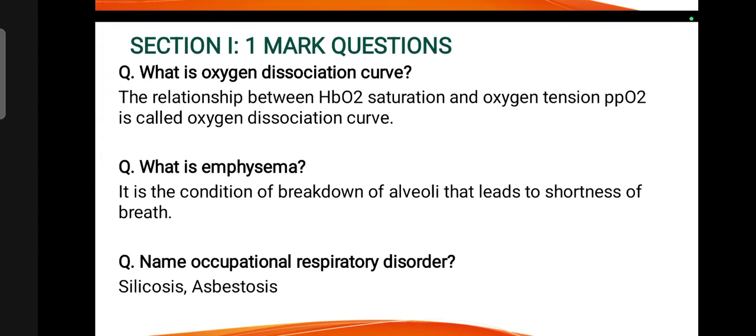What is oxygen dissociation curve? The relationship between HbO2 saturation and oxygen tension PO2 is called oxygen dissociation curve. What is emphysema? It is a condition of breakdown of alveoli that leads to shortness of breath. Name occupational respiratory disorder. Silicosis, asbestosis.